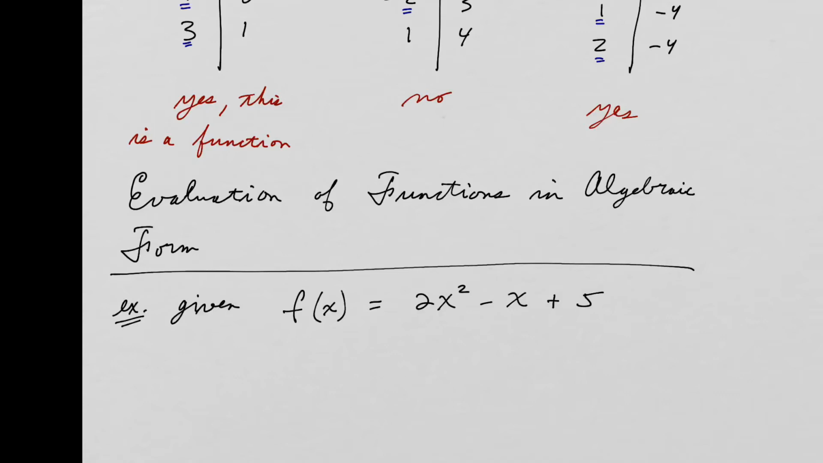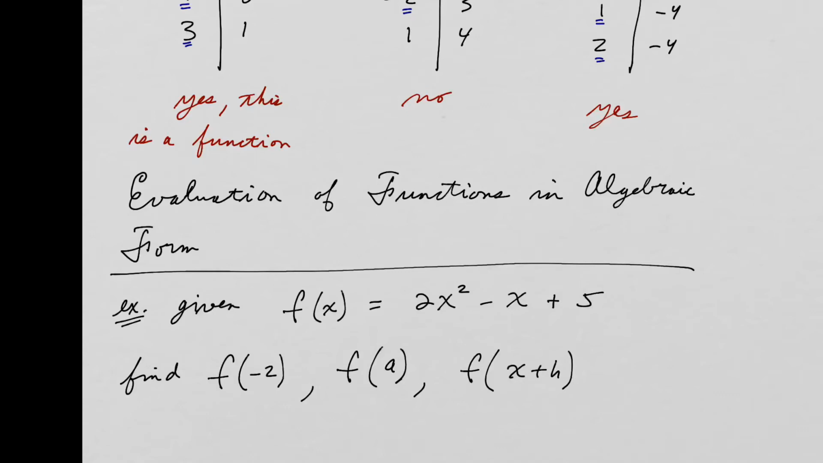So given that, let's say we want to find three things. We want to find the function evaluated at -2, so f of -2. We want to find f of, say, a, and then f of x plus h. Okay, so what does that mean? Well, let me go to a new page for this. So I'll write this down again. So I have f of x is equal to 2x squared minus x plus 5.